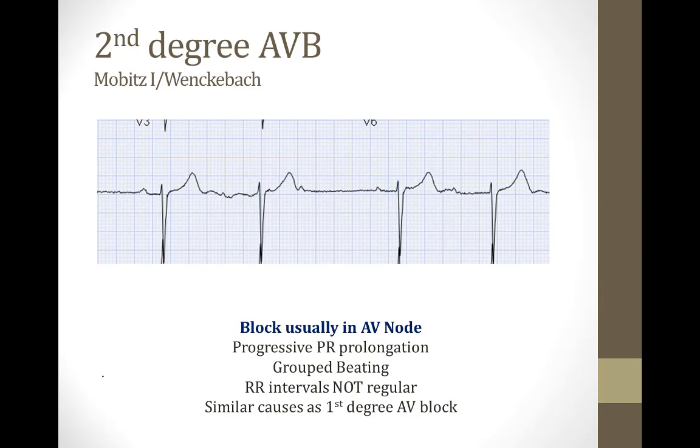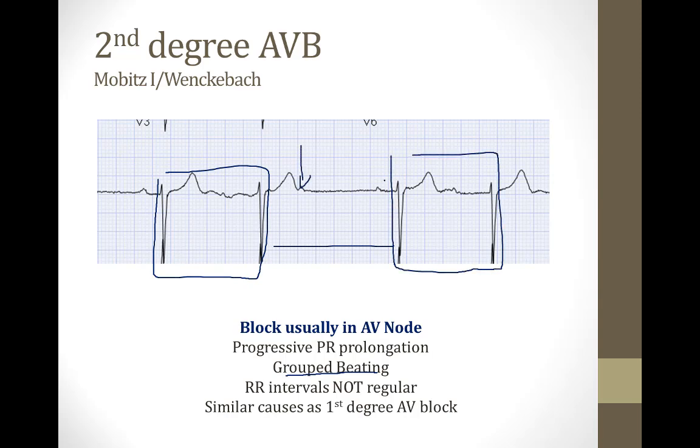I've cleared the screen so I can show you another important feature of Wenckebach, and that is known as grouped beating. Notice that we have two QRS complexes relatively close together, followed by a space because of the dropped beat. We then have two QRS complexes which are relatively close together. This is known as grouped beating, and this is a hallmark of Wenckebach, and as we will see later, this is a very important way for distinguishing Wenckebach from complete heart block.